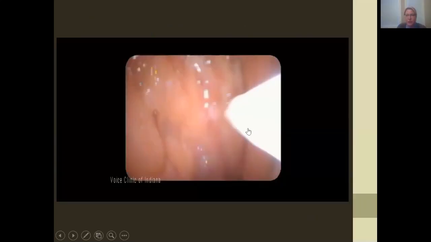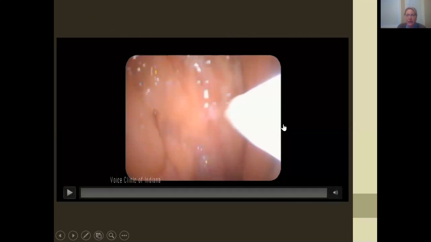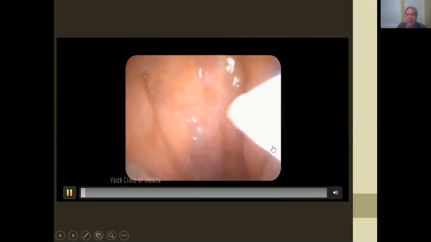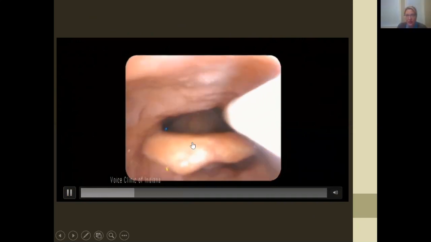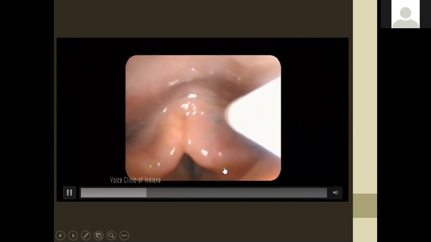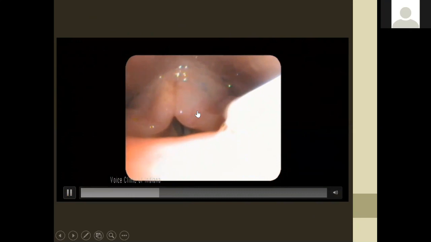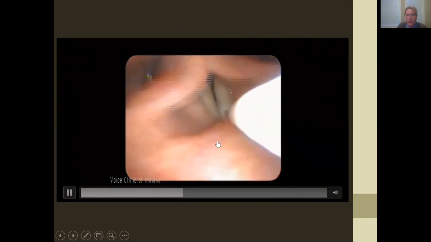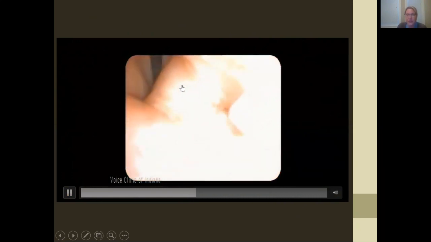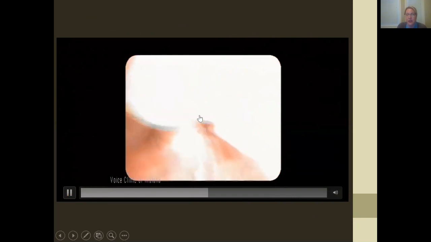This is an example of the actual procedure. This is the scope, already through the nose. Here's our little needle coming through that working channel of the scope. And here you see, as this goes down to the larynx, this patient actually had a nerve avulsion procedure. You can see his left vocal cord is paralyzed as of having that 3 years ago. But he already is having spasms again. So we are injecting a little bit of Botox into both sides.